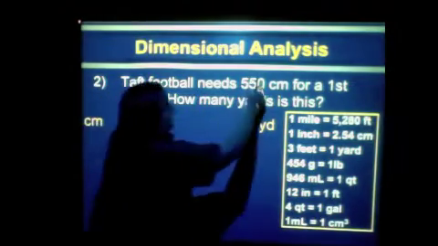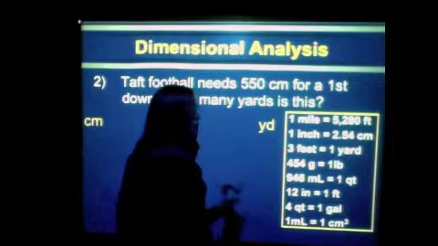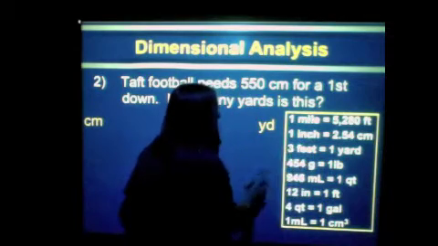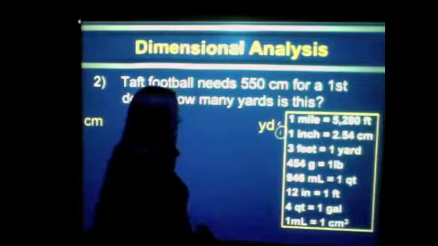Okay, what do we know about centimeters that may eventually get us to yards? The one that we just used. 2.54 centimeters is 1 inch. So this is going to be our first conversion factor. It's going to get us there.